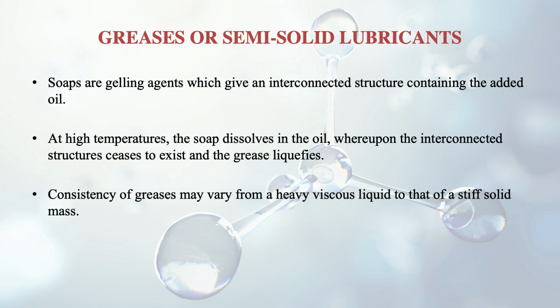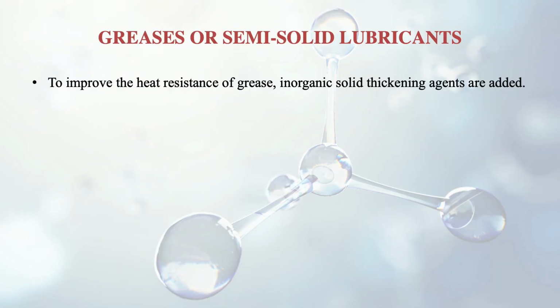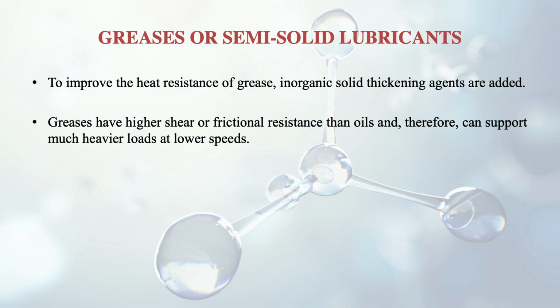Consistency of greases may vary from a heavy viscous liquid to a stiff solid mass. Like I said earlier, they may become solid at some point and completely liquid at some point, so the consistency varies. To improve the heat resistance of grease, inorganic solid thickening agents are added. Again, additives are always there which can improve the property as per our need. Greases have higher shear or frictional resistance than oils, and therefore can support much heavier loads at lower speeds. This is a very good property of grease, that it can support heavier load because of higher shear or frictional resistance.